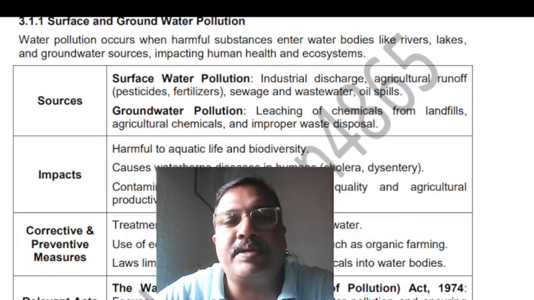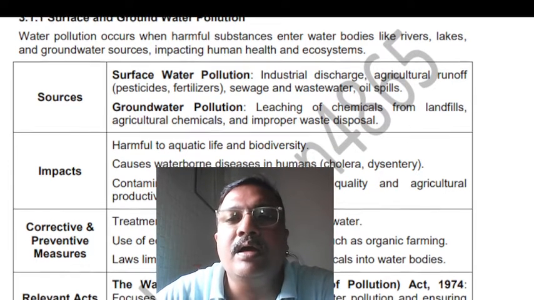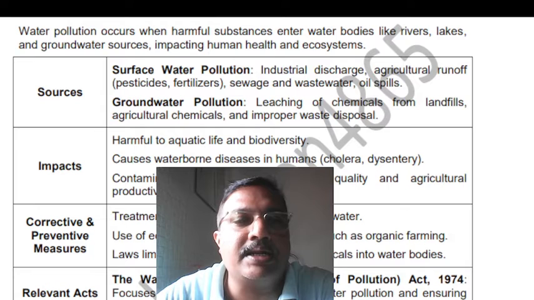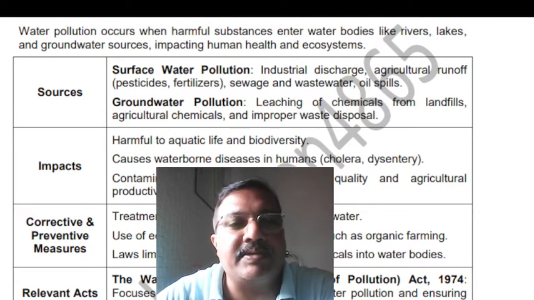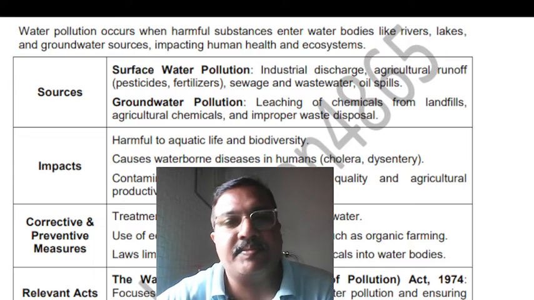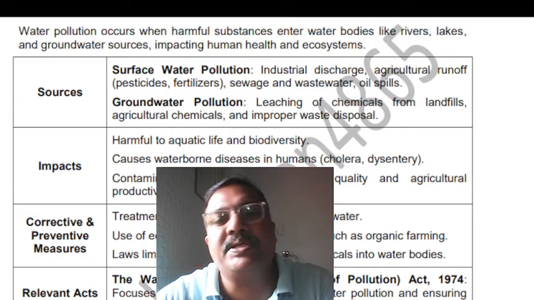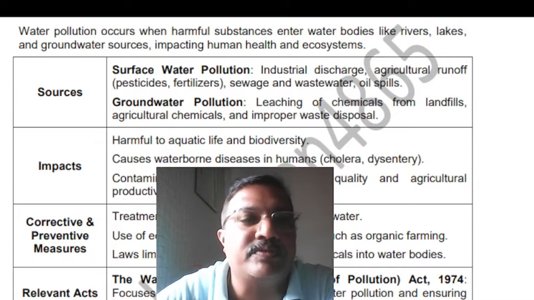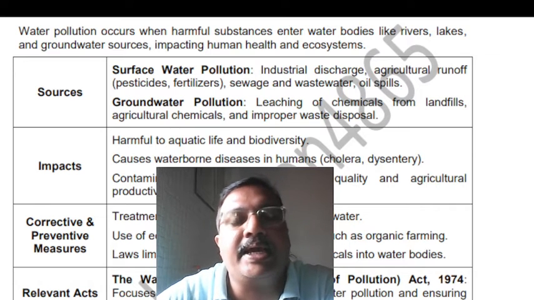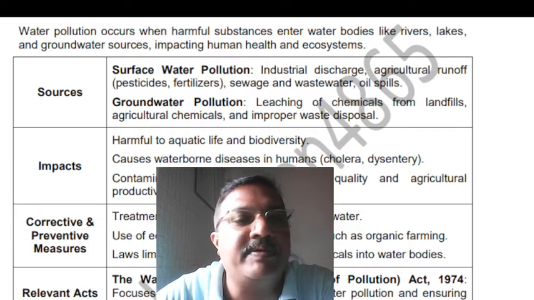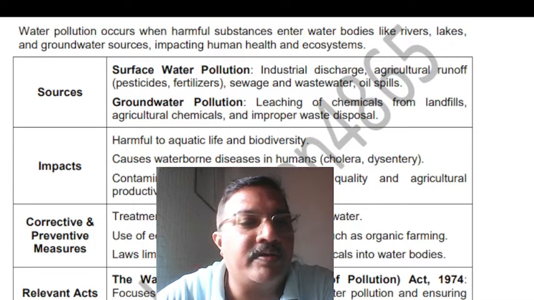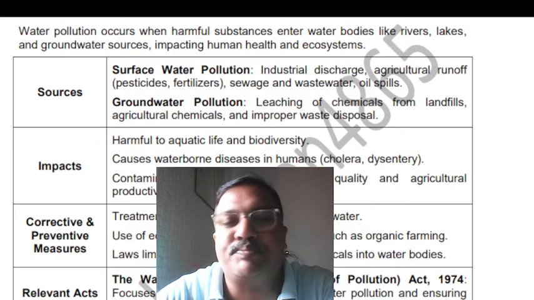The sources of water pollution: there is surface water pollution. Surface water refers to the rivers, lakes and oceans. The pollution happens when the waste or the harmful substances enter these water bodies. It may be from industrial discharge, agricultural runoff, sewage and wastewater, or it may be oil spill.